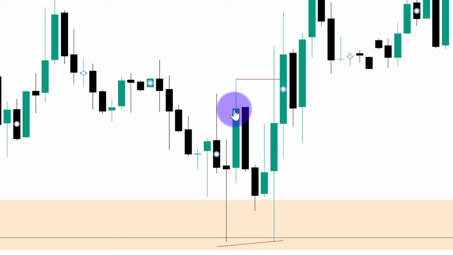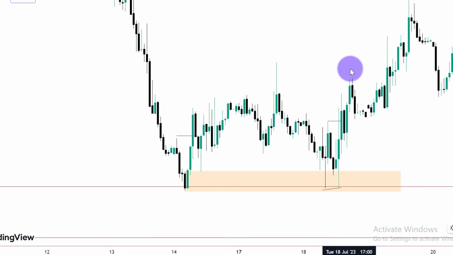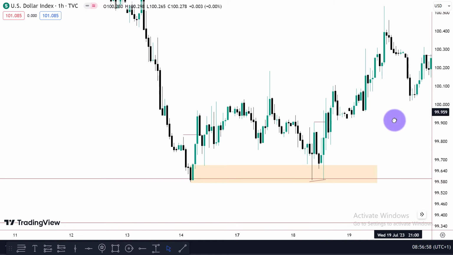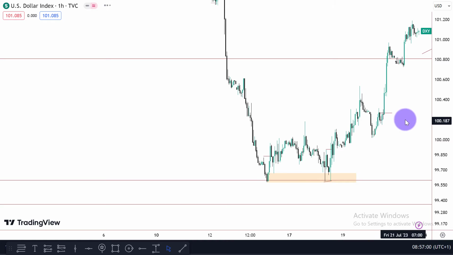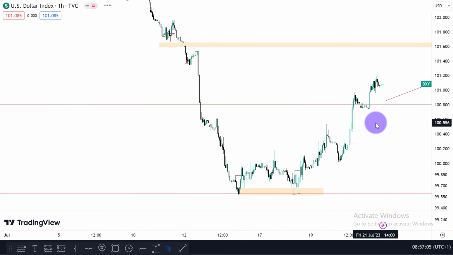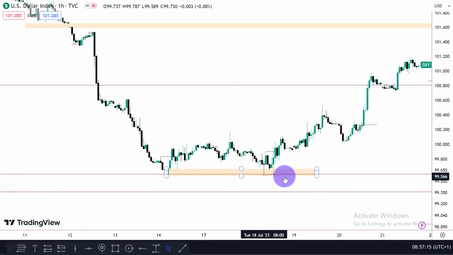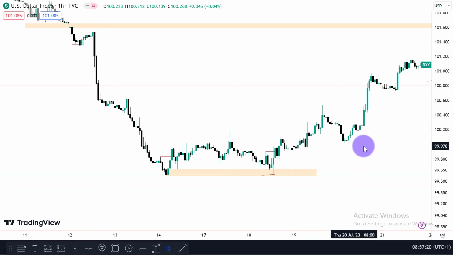Price traded back into that internal range bullish order block right here. The bullish order block, price traded into it, and we started to see the dollar forming higher highs, higher lows, higher highs, higher lows. All right, so that has been the price action for the dollar. Okay, and the opposite is also what we see on GBPUSD. GBPUSD traded into a discount level. So at this point that the dollar had created this level, gave us a clear external range.